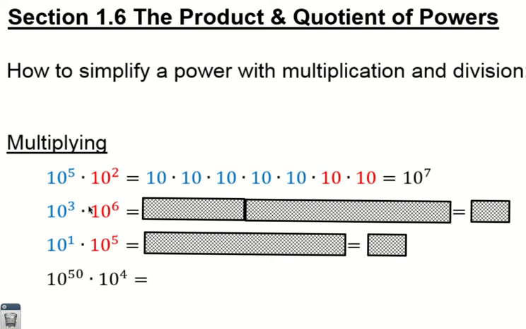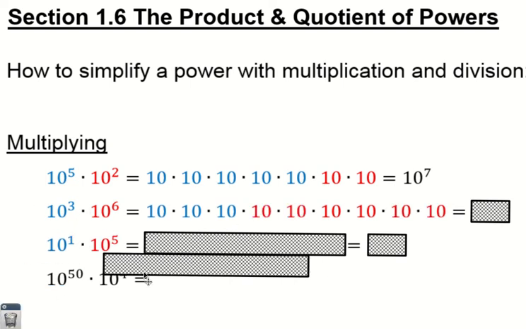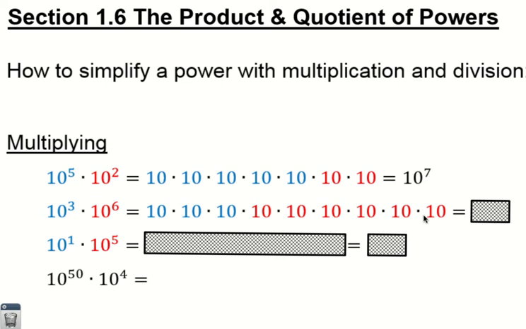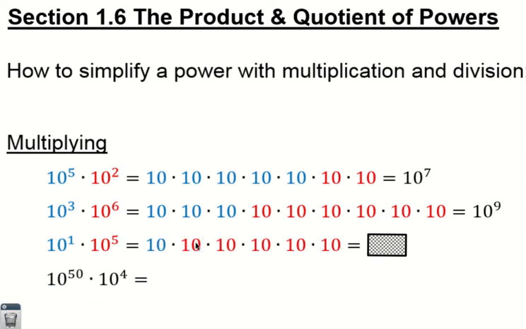And just another example, wouldn't that be 10 times 10 times 10 times 10 times 10 times 10 times 10 times 10 times 10? Put them all together, wouldn't that just be 10 to the 9th? And 10 to the 1st times 10 to the 5th, wouldn't that be 10 to the 6th? Do you see a pattern? There's no way I'm writing out 50 10s and then another 4 10s. What would the final answer be for 10 to the 50th times 10 to the 4th? Wouldn't that be 10 to the 54th?